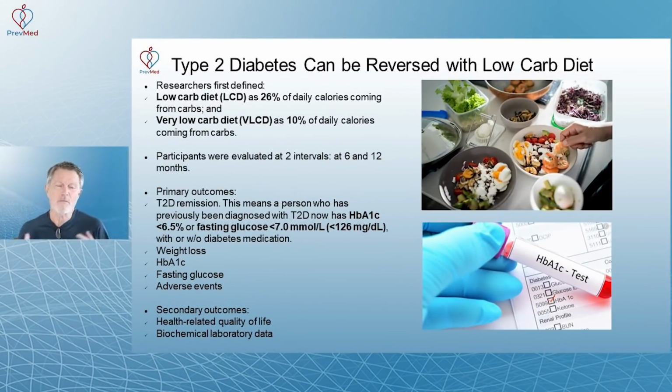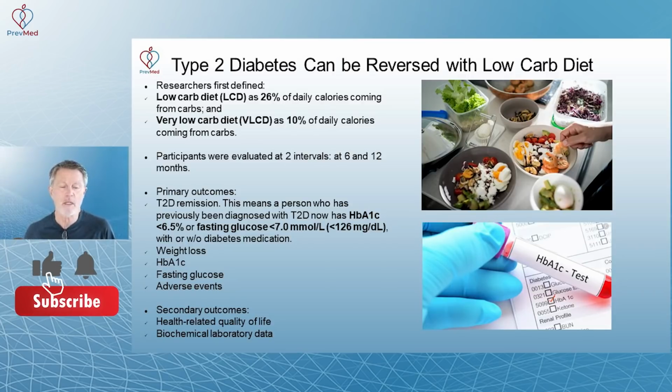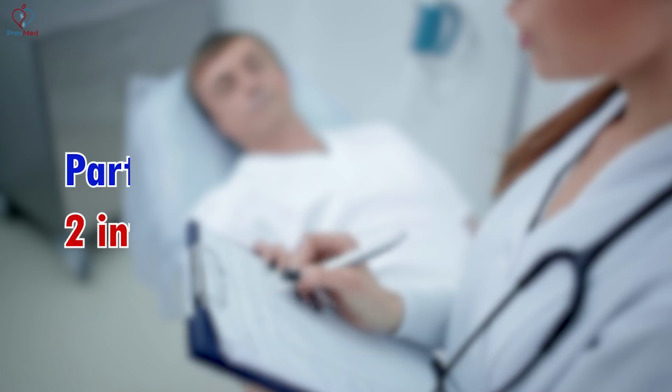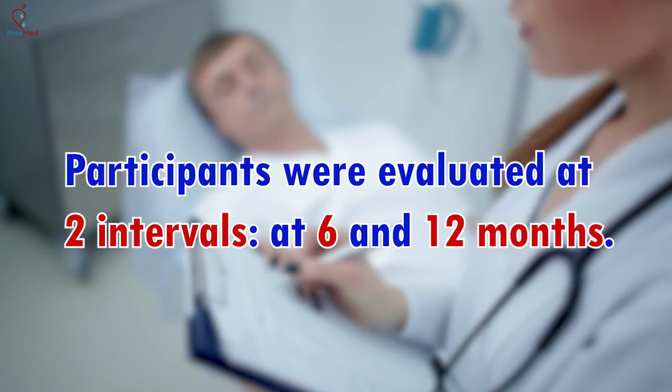So again, pardon me for the bunny hole, but we've got to be careful about what we're defining. No wonder we have so much argument as humans. We can't define things very well. So at the end of the day, I think we have to be more careful about saying low carb or glycemic. So participants were evaluated at 2 intervals at 6 and 12 months.